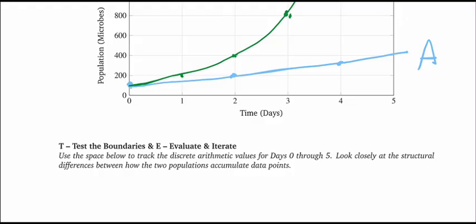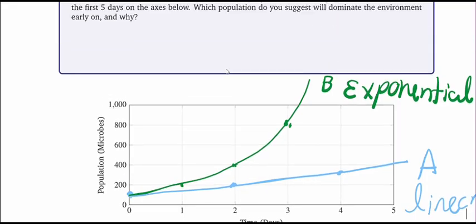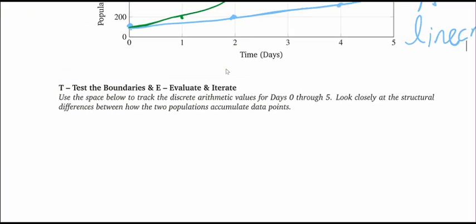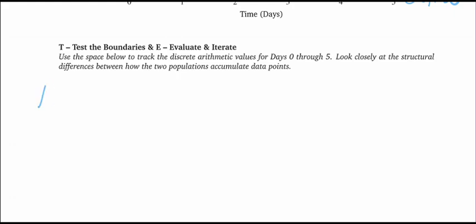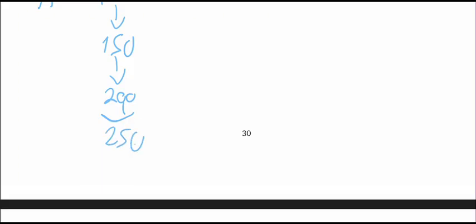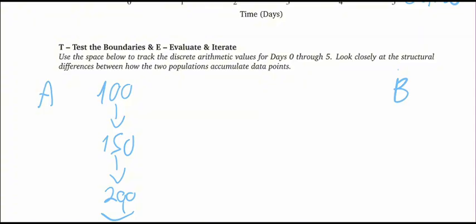So in this case, A is going to be linear, hence why the graph looks like a line. Okay, so if you take a look at this, you can do the numbers that we did in class, and you can see how we got this graph. So for population A, it's going to be 100, 150, 200, 250, blah, blah, blah.